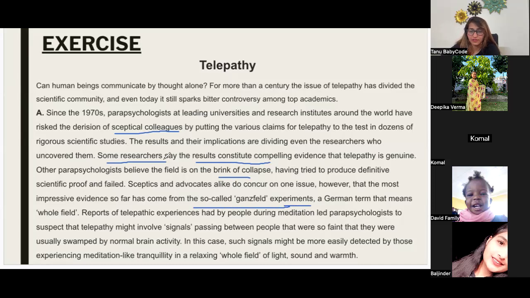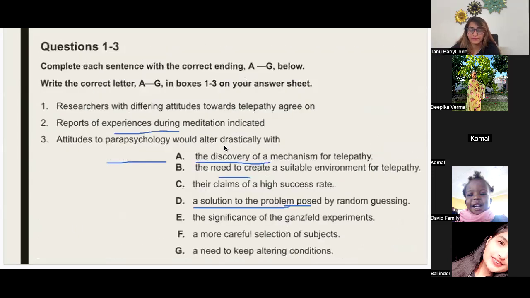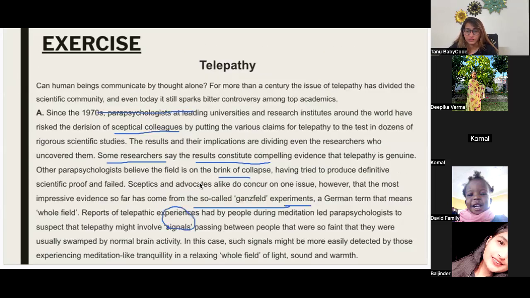Yes, everyone. All of the researchers, they agreed on the significance of the Ganzfeld experiment. So he's talking about different researchers, that one talks about this, second talks about this, but so far evidence has come from the Ganzfeld experiment. That means they have agreed on the importance of the experiment. Clear?